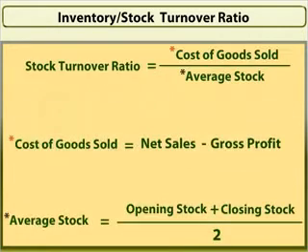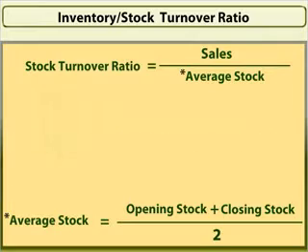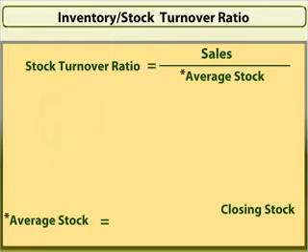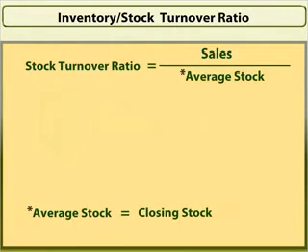In the absence of cost of goods sold, or if it cannot be ascertained, then the amount of sales may be used. Similarly, if opening stock is not given, then closing stock is considered to be average stock.